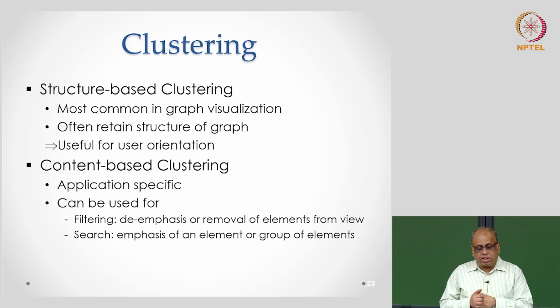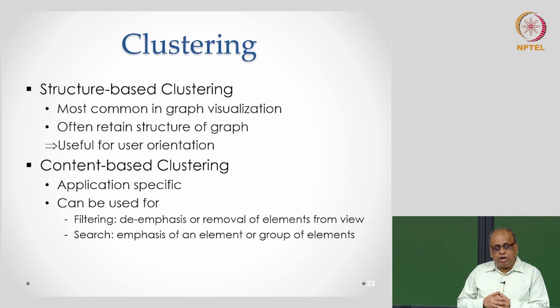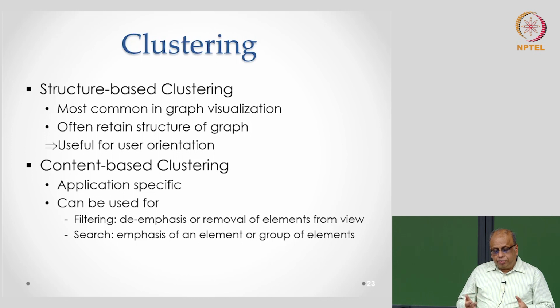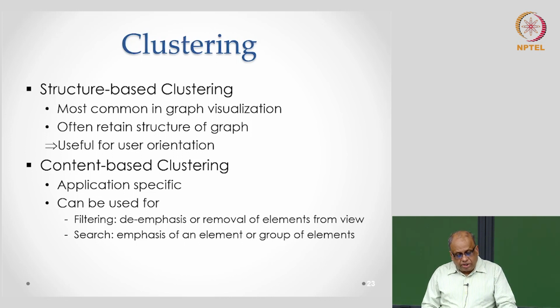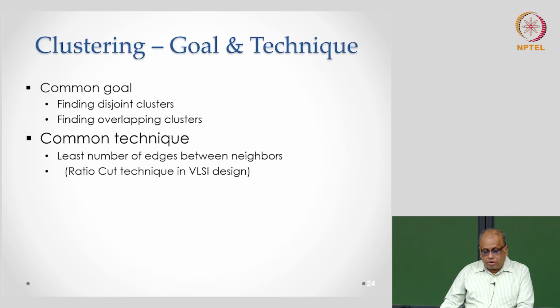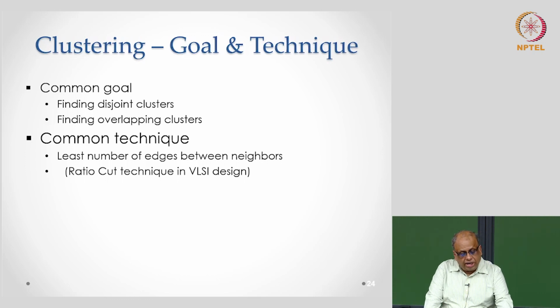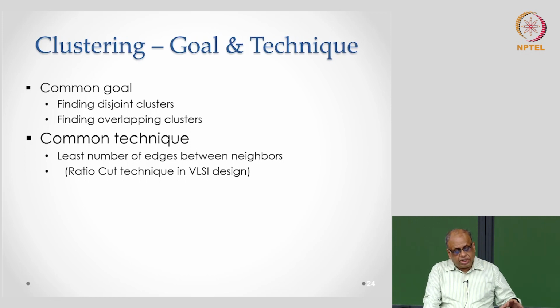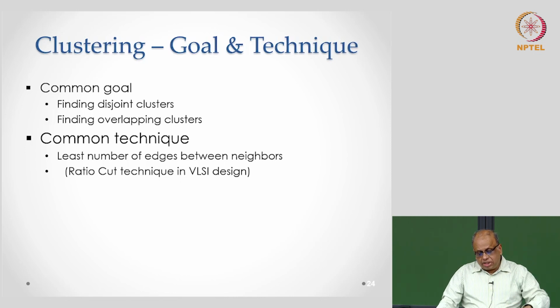While in structure-based clustering, there are various kinds of clustering that can be done based on the structure of the graph. For example, in the morning class you looked into various kinds of techniques. Those graph theoretic techniques can be used for clustering also. What is the goal of clustering? You can find disjoint clusters, you can find overlapping clusters, and one common technique is to use the least number of edges. You can form clusters based on the least number of edges between the nearest neighbors.